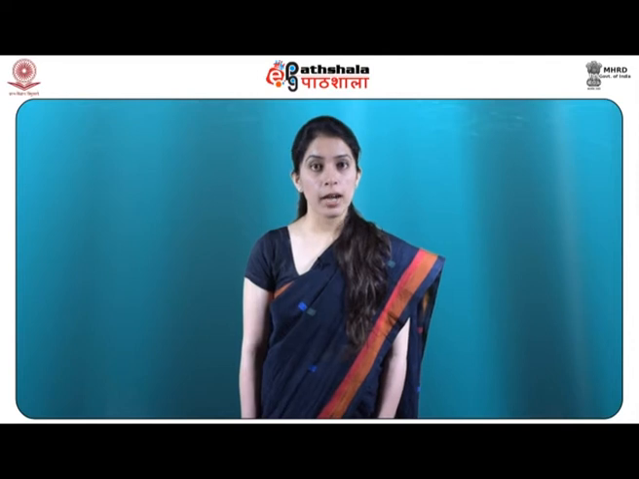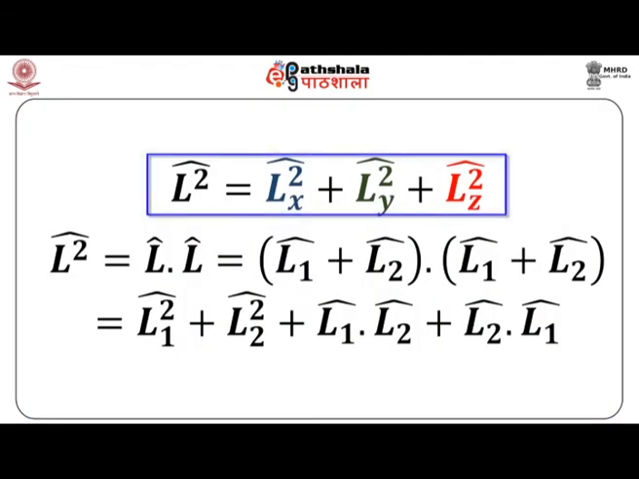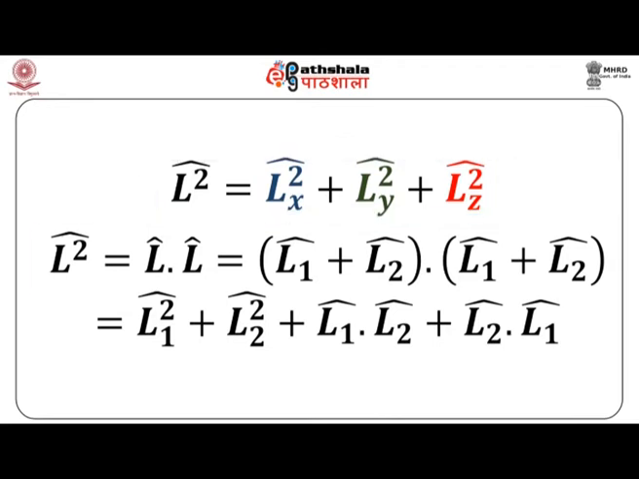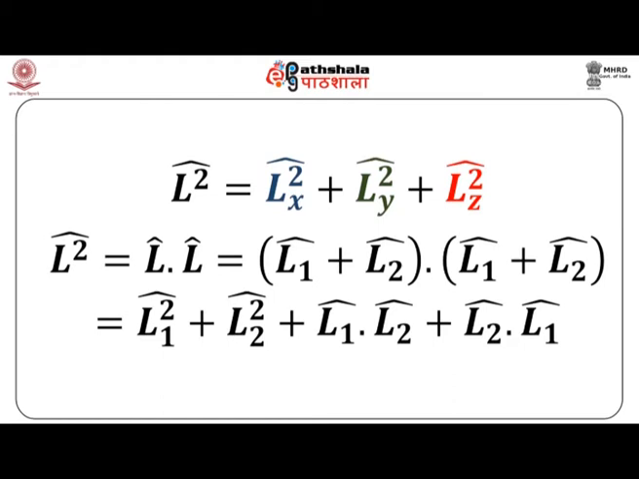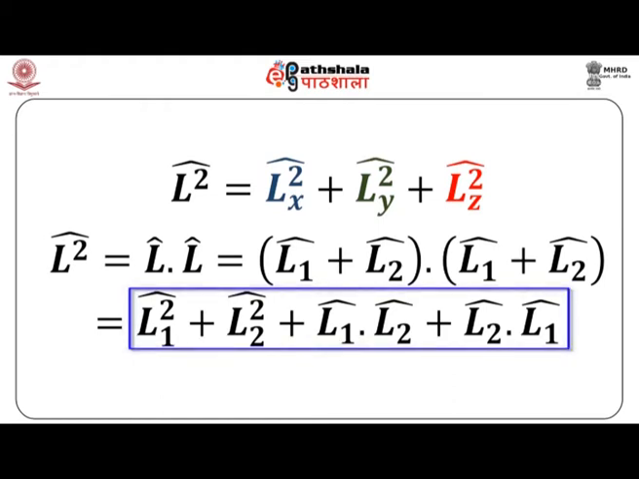Now, if we look at the magnitude of total angular momentum, it is taken as sum of Lx square plus Ly square plus Lz square. Now, which means that L square becomes L dot L, and if we substitute L, we get this as a product of L1 plus L2 into L1 plus L2, which on further simplification gives the expression as L1 square plus L2 square plus L1 L2 plus L2 L1.